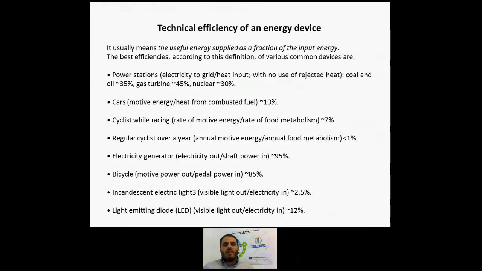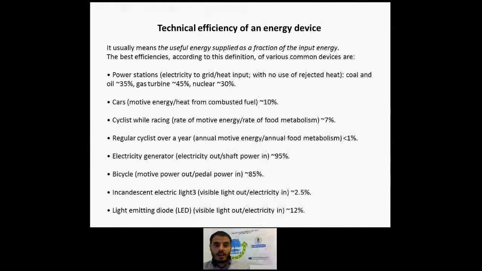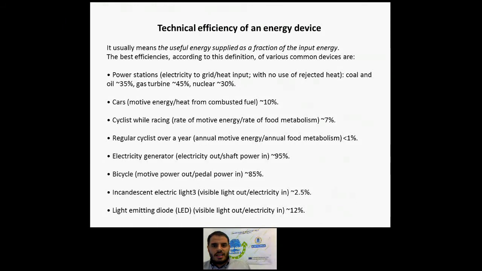Well, in practice, many factors are relevant. Decisions are and should be made by comparing one device with another until a final option is selected. Nevertheless, we still tend to say that we have chosen the most efficient refrigerator. Technical efficiency of an energy device usually means the useful energy supplied as a fraction of the input energy. By this definition, the best efficiencies of various common devices are as shown in the slide that we have here.